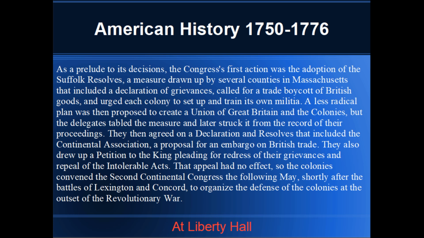That appeal had no effect, so the colonies convened the Second Continental Congress the following May, shortly after the battles of Lexington and Concord, to organize the defense of the colonies at the outset of the Revolutionary War.